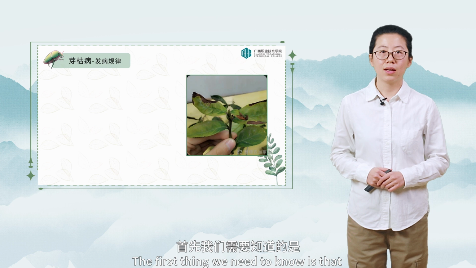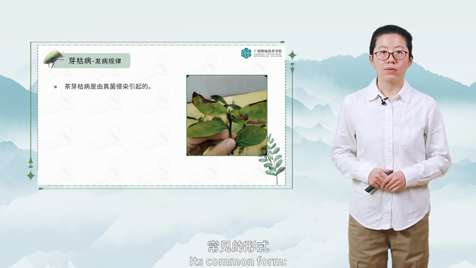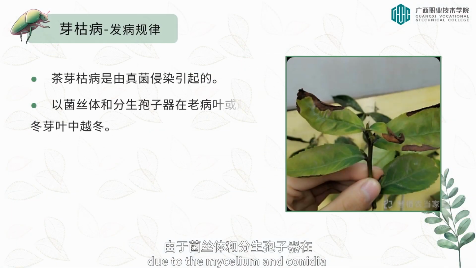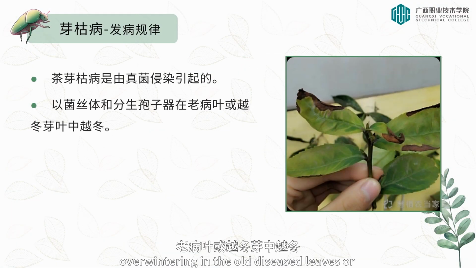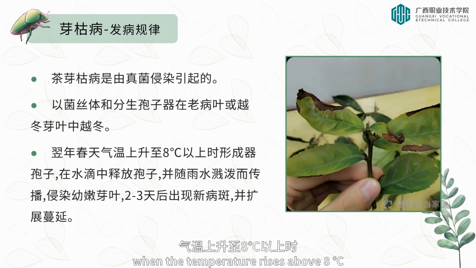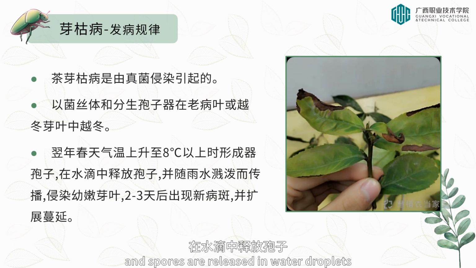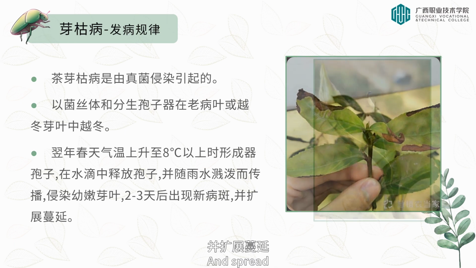The first thing we need to know is that tea bud blight is caused by fungal infection. The mycelium and conidia overwinter in the old diseased leaves or overwintering buds. In the following spring, when the temperature rises above 8 degrees Celsius, spores are formed and released in water droplets, and spread with rainwater splashing, infecting young bud leaves. New disease spots appear 2 to 3 days later and spread.